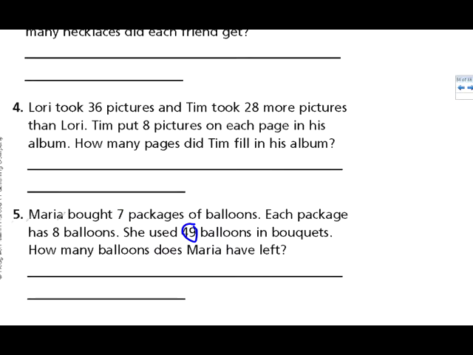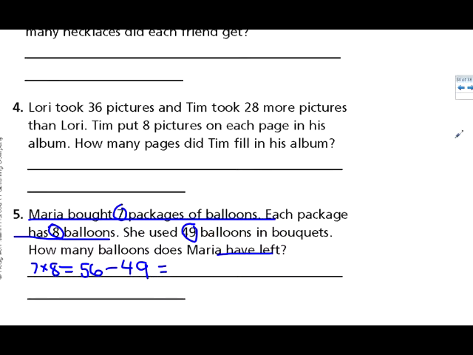Nope. What I needed to do was look at the first sentence and the second sentence before I go on to the last sentence. I see that there's 7 and 8. Well, each package has how many balloons? 8. So if I take 7 times 8, I get 56. 56 balloons. Is that 56 going to help us find out how many Maria has left? Yeah, because that's the total that was already there. But she used how many? She used 49. So if we take 56 minus 49, we can get the answer of how many she has left. Hopefully that helps you understand.